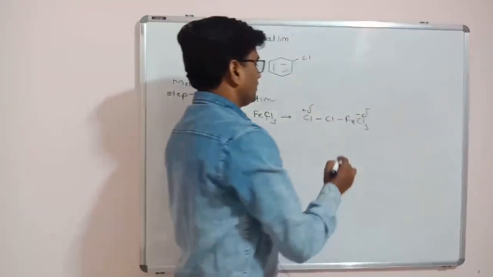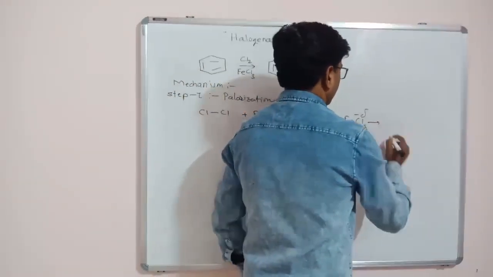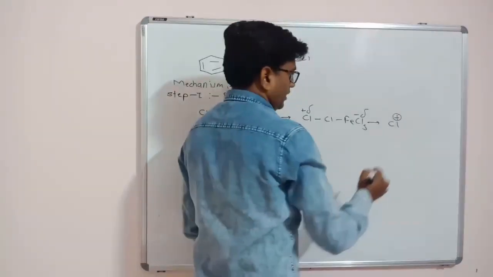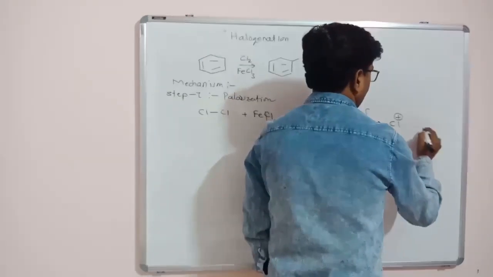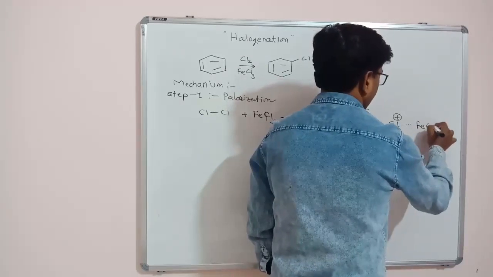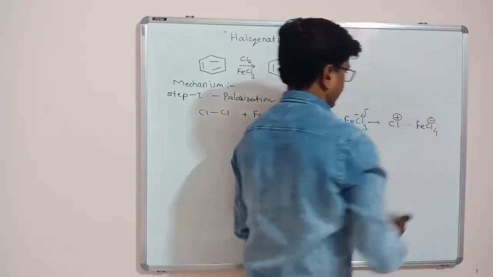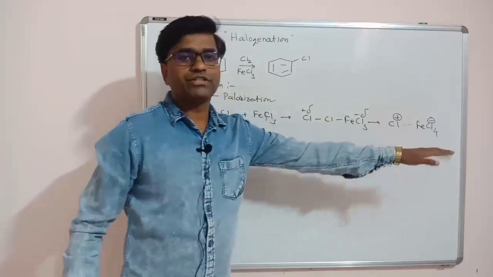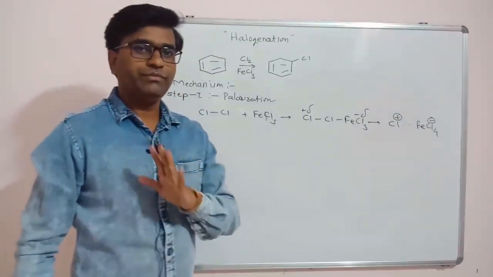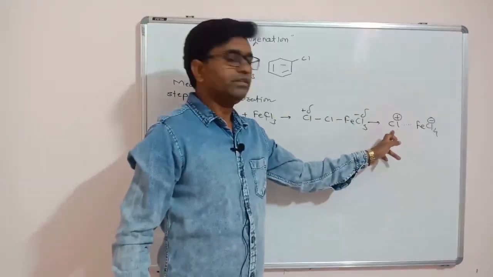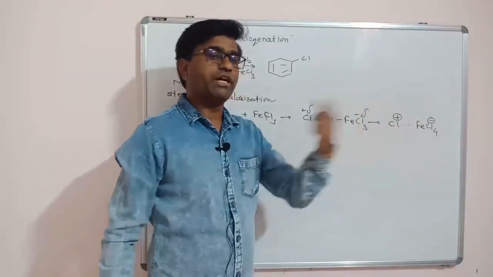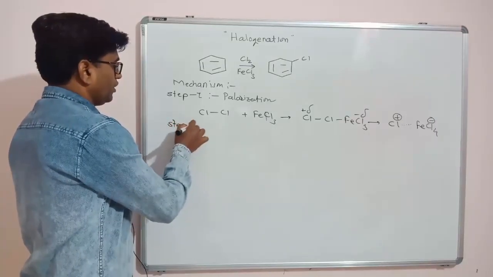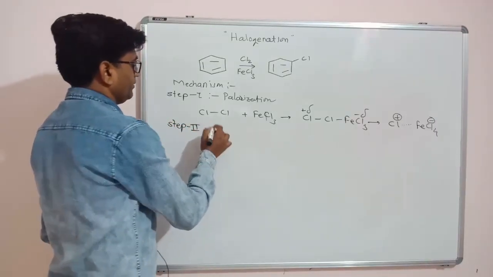Now this complex breaks down to give an electropositive chlorine atom, and this is stabilized by FeCl4 minus. So this is the complete polarization of the Cl2 molecule. Now we have an electrophile, that is Cl plus. Now our aromatic ring, in the second step, that is what? Formation of sigma complex.